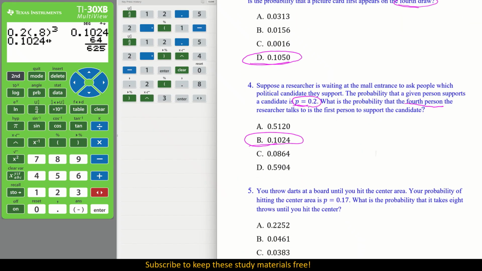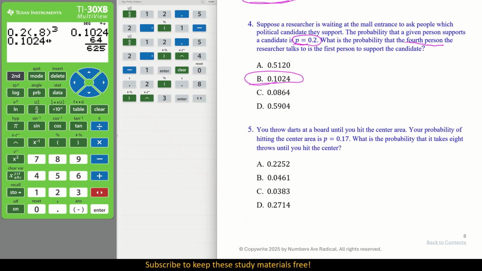All right, so let's look at number 5. You throw darts at a board until you hit the center area. Your probability of hitting the center area is P equals 0.17. What is the probability that it takes 8, okay, 8 throws until you hit the center?